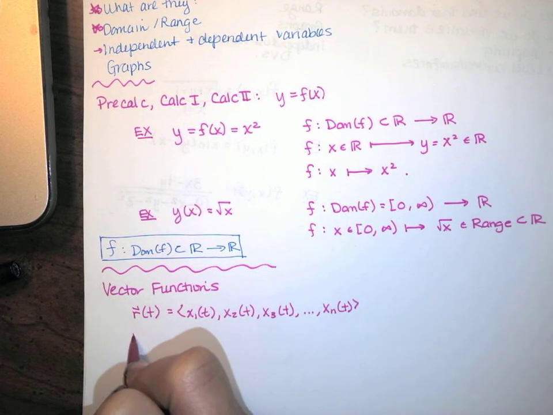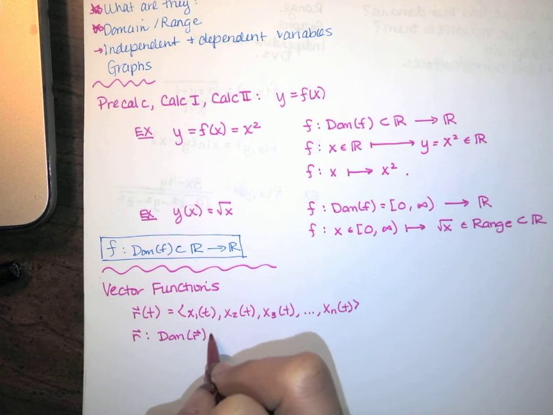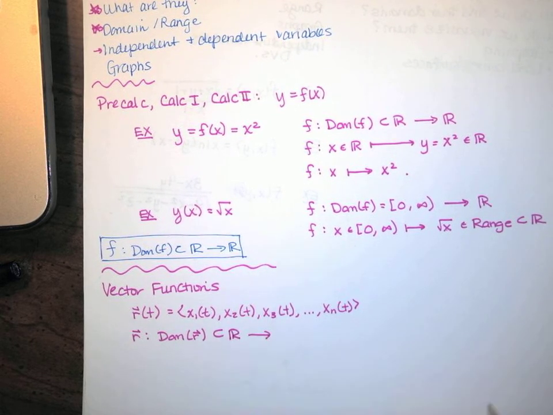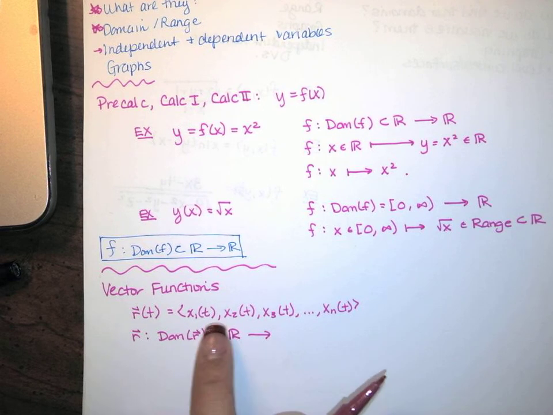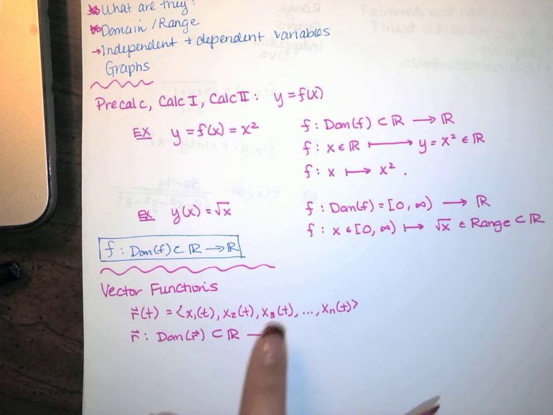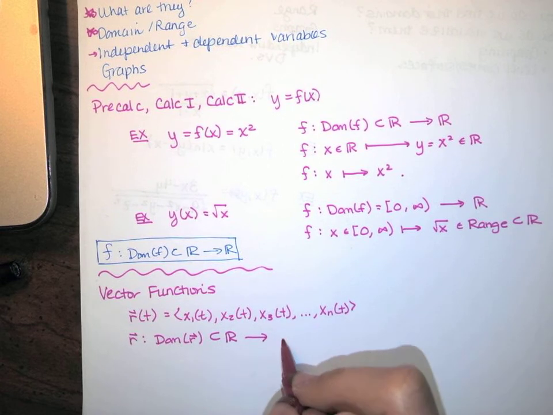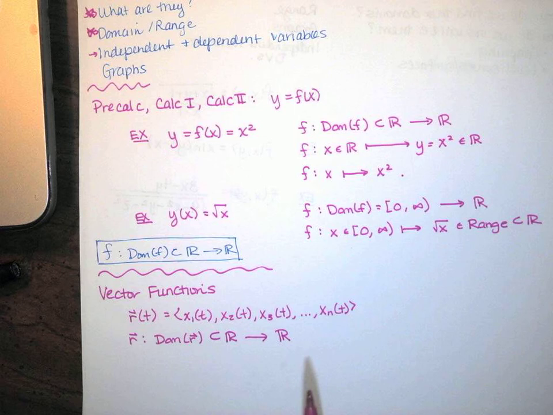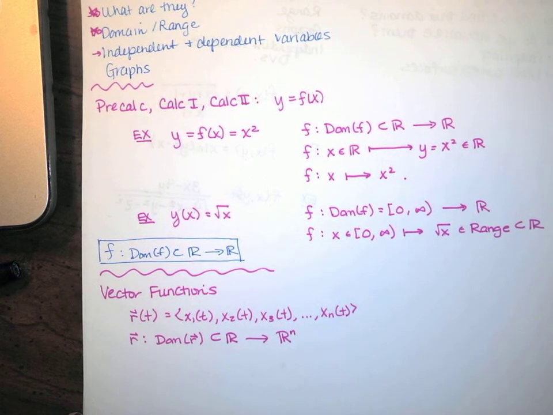So what r did was it took a number in the domain, which was a subset of the real line, and it mapped it to a point, either in two-dimensional space, the plane, in three-dimensional space, or in n-dimensional space. For this function that I've written down here, we were just looking at the terminal point of that vector. So we're taking a real number and we're mapping it to a point in Rn.